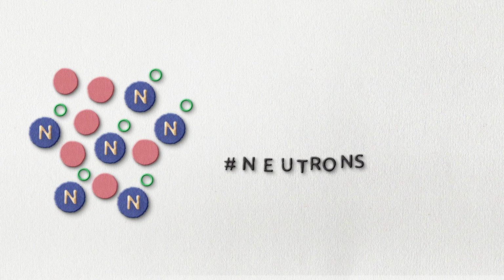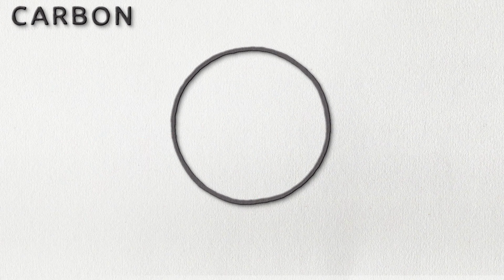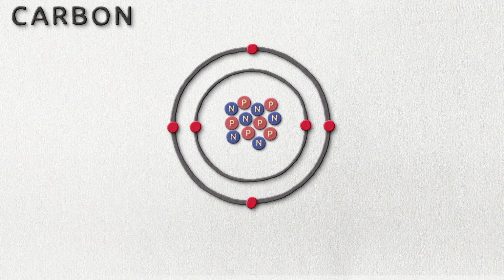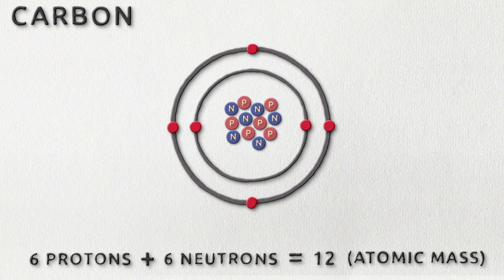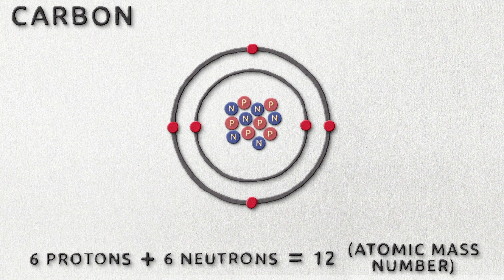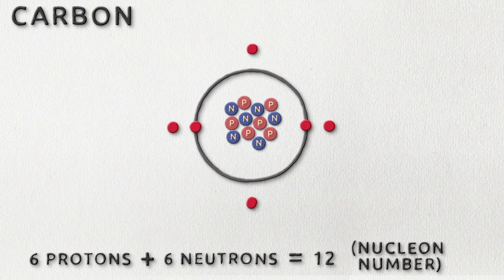Now, the number of neutrons in an atom of carbon is equal to the number of protons. Carbon in its normal state has 6 protons and 6 neutrons. Now, 6 plus 6 is 12, and that number 12 is the atomic mass of one atom of the element carbon. Note that atomic mass can also be called atomic mass number, or nucleon number.